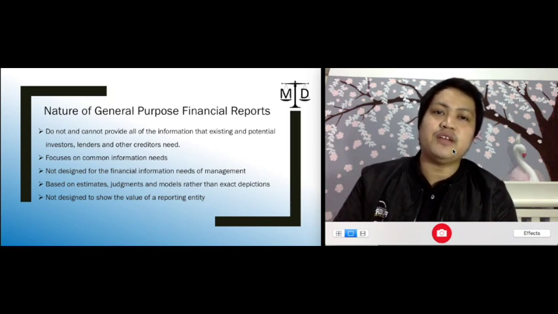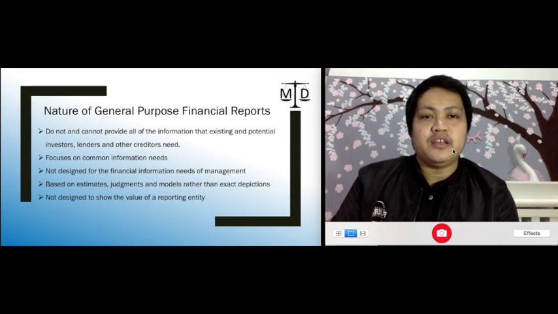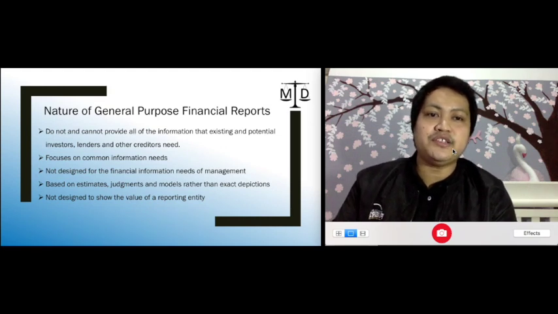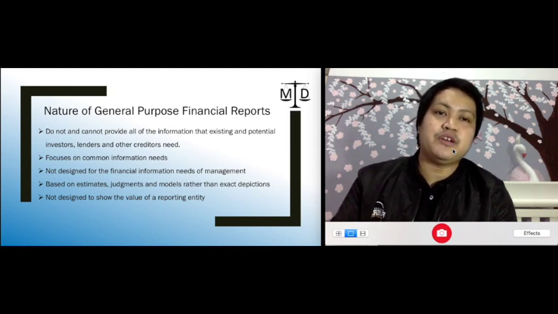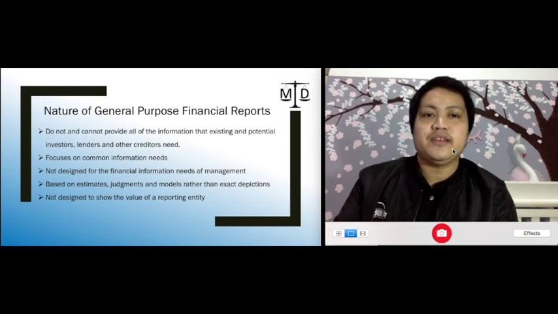It's very easy for us to conclude that perhaps management is a primary user because management would always want to know about the entity. But again, our general purpose financial reports are not prepared to cater to the needs of our management. If our management have specific information needs, they do not have to rely on general purpose reports. They can easily generate their own report that would specifically cater to their needs. So our general purpose financial reports are more on the needs of those that are outside of the entity.